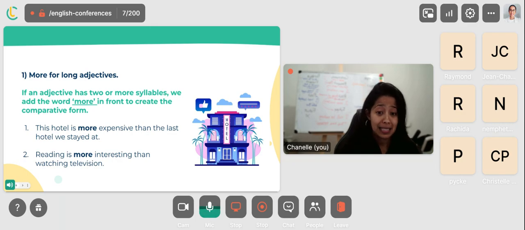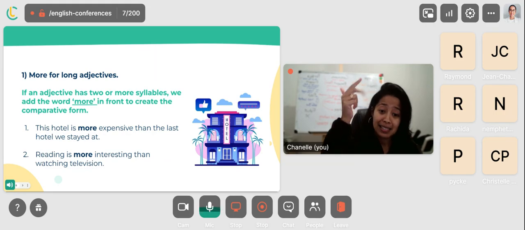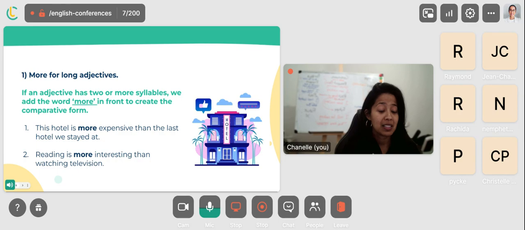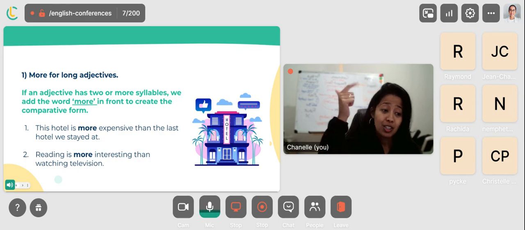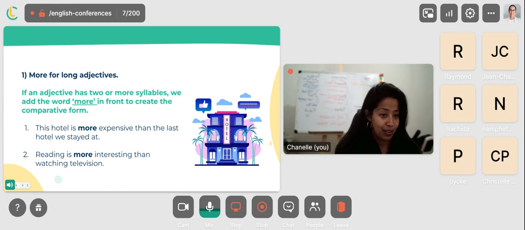But in certain cases, if an adjective has 2 or more syllables, lonely, amazing, intelligent, we add the word more in front to create the comparative form. For example, this hotel is more expensive than the last hotel we stayed at. Reading is more interesting than watching TV.